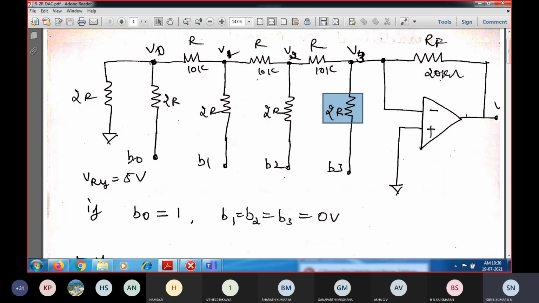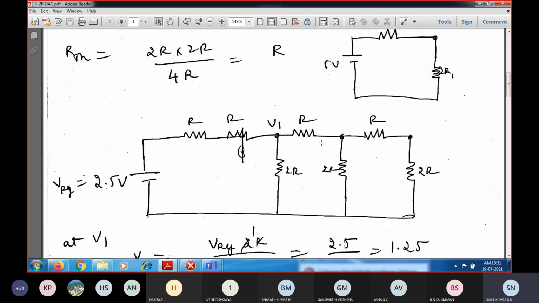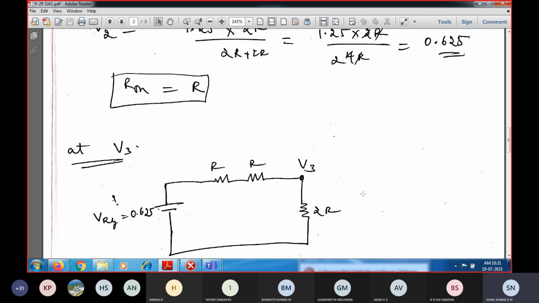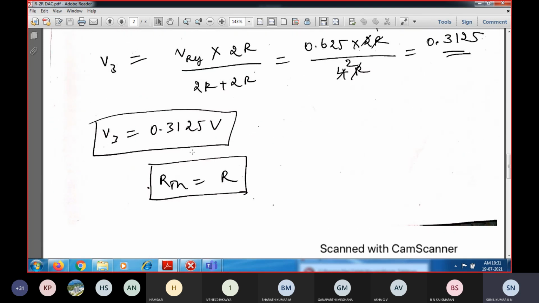So we will be having what? 20 divided by 10 means we will be getting 2. So 0.3125 into 2, if I multiply, then I will get the output voltage V0. So V0 will be equal to V3 divided by R into RF. So V3 divided by R is what? V3 you will be getting as 0.3125. So V3 divided by R, it is nothing but 10k into 20k.